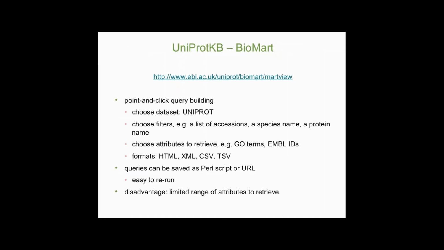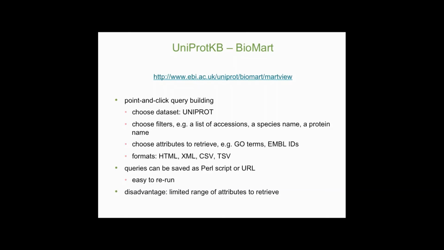Okay. The third mode of accessing UniProt data programmatically is via Biomart. Again, there's a link to the actual resource at the top of the slide. It allows you to point and click in order to build your query. There are 3 basic steps. You have to choose a data set. For the UniProt Biomart, there's only one data set available. It's UniProt. And then you have to choose filters, which is the equivalent to specifying a query.